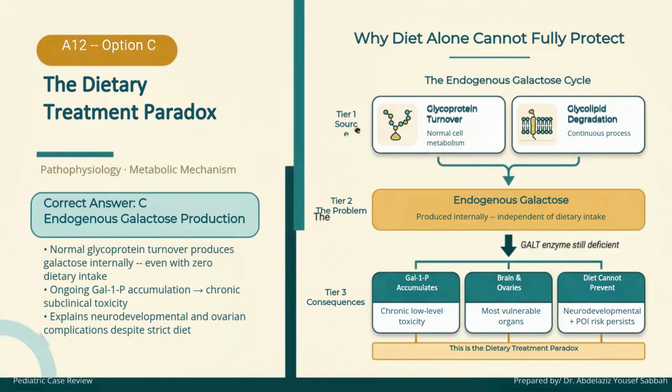Because the galactose-1 phosphate uridyl transferase enzyme is still deficient, this internally produced galactose still leads to ongoing galactose-1 phosphate accumulation and chronic low-level subclinical toxicity. The brain and ovaries are the most vulnerable organs. This explains why neurodevelopmental complications and ovarian insufficiency persist despite a strict and well-followed diet.